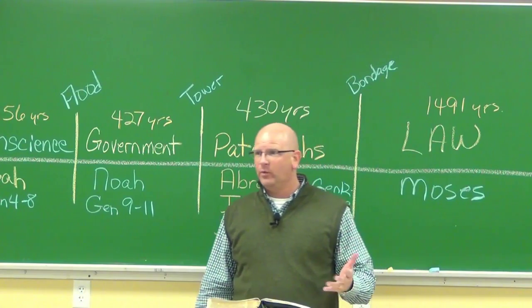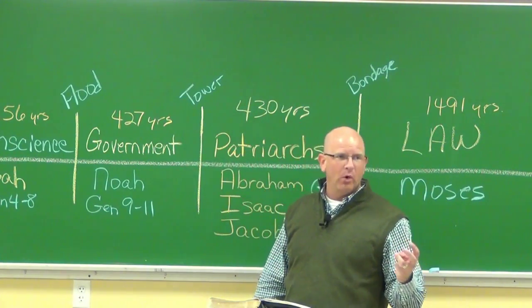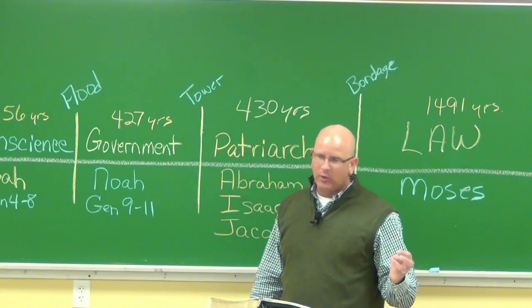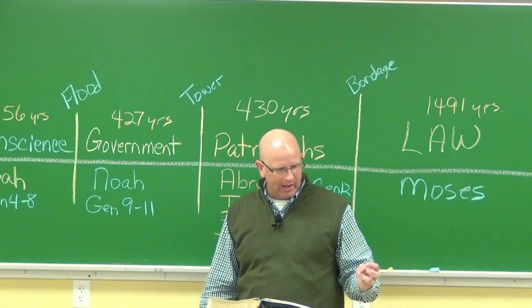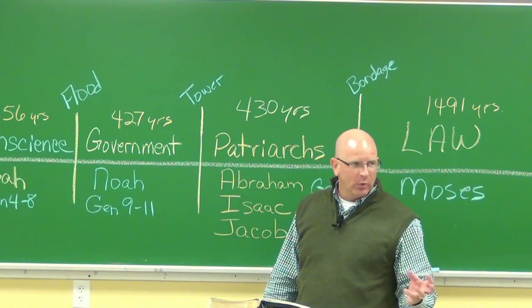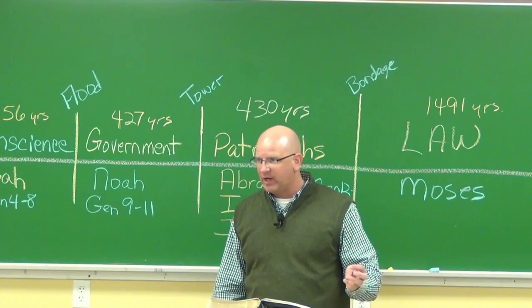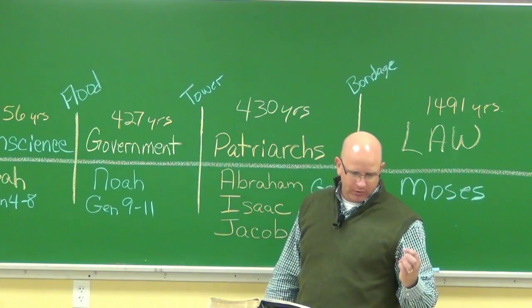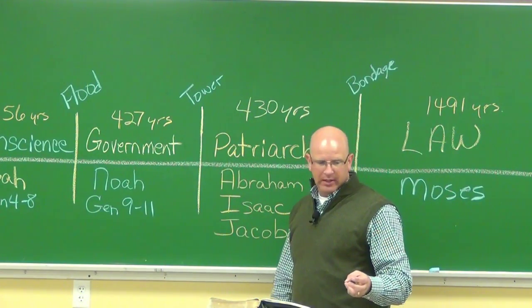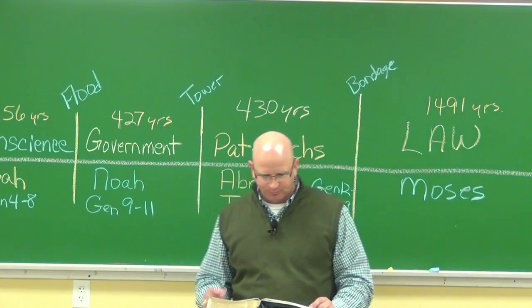Has everybody got that? Need to repeat it one more time. Genesis 12 through 24, the story of Abraham. 24 through 27, the story of Isaac. 28 through 36 is the story of Jacob. 37 through 50 is the story of Joseph.